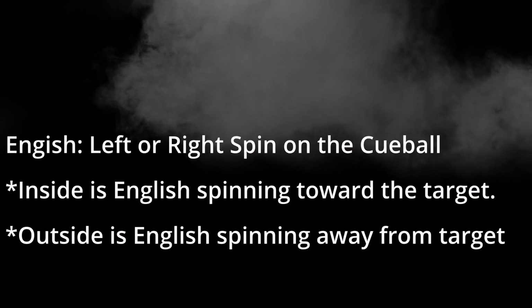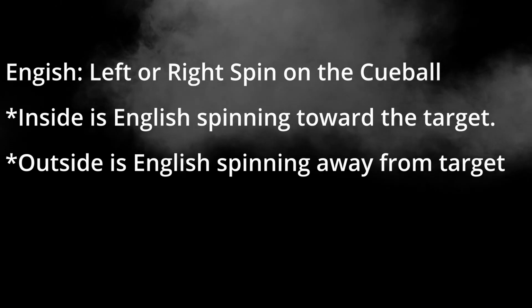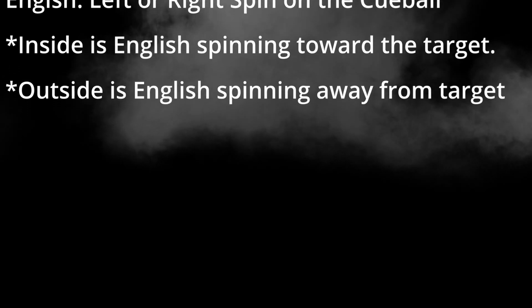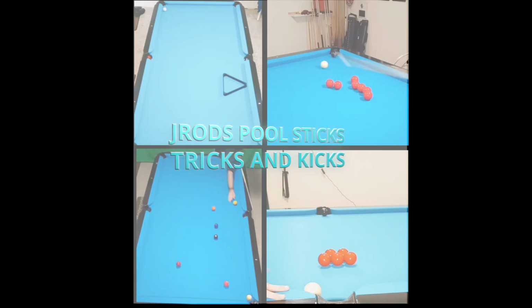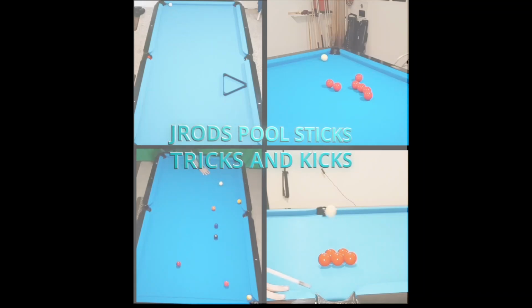Remember, English is the left or right spin on the cue ball. Inside is English spinning toward the target, and outside is English spinning away from the target. I hope you learned something. Come back, because we're getting closer to working on some masse, and I hope that you can figure that out too.